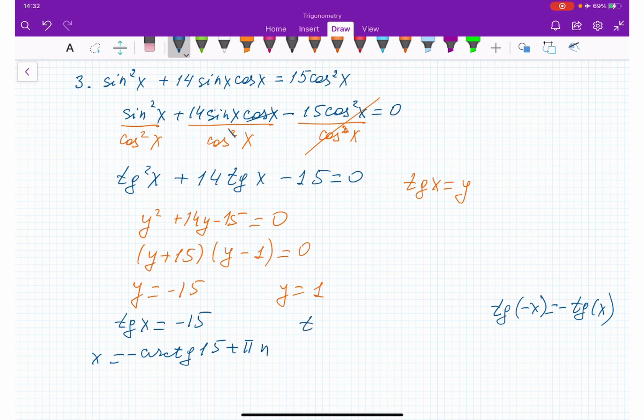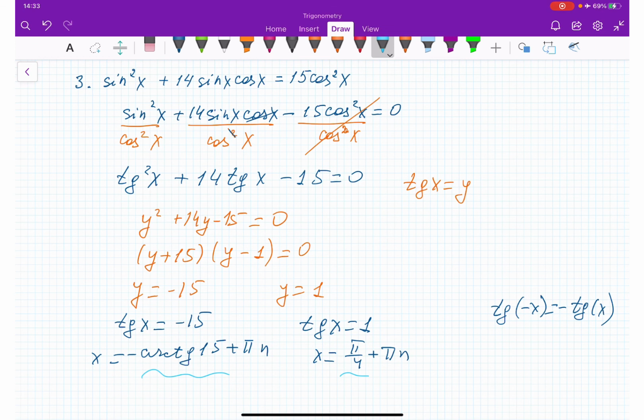And here I get tangent x equals 1. When does tangent equal 1? When x is 45 degrees, right? Pi over 4 plus pi n. And again, pi n, because our period is pi for tangent and cotangent. And to remind you why I used arctangent here: we don't know which angle has tangent equal to negative 15, and even the unit circle will not give you the answer.